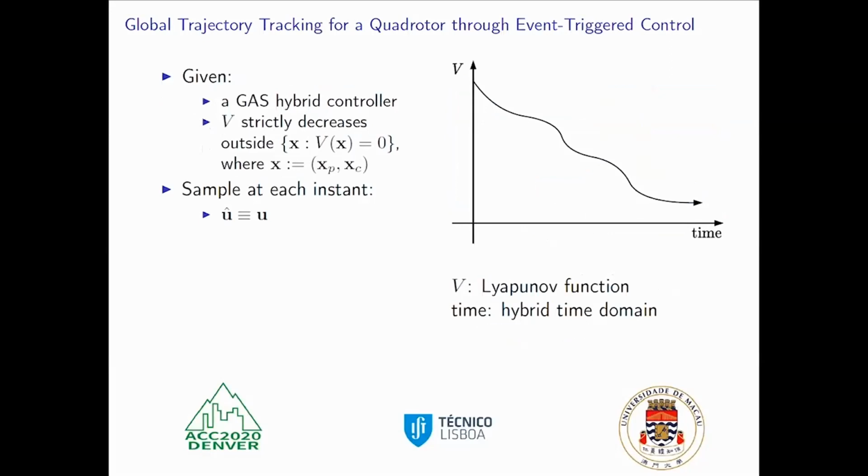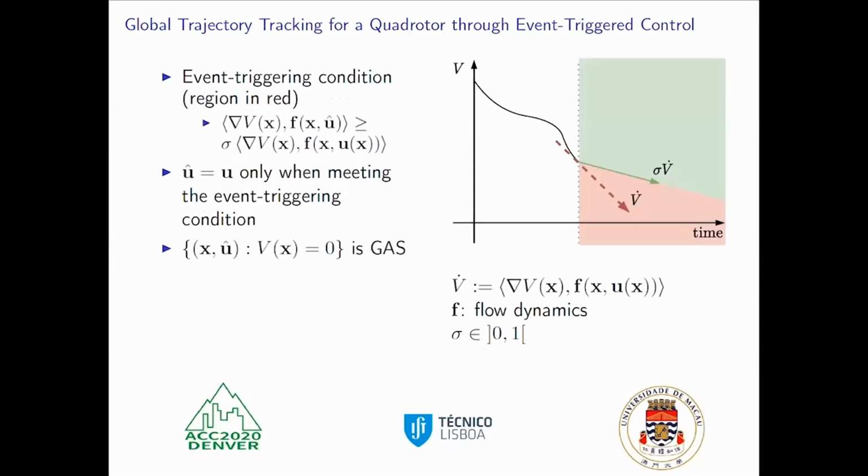Specifically, a globally asymptotically stable hybrid controller is given at first, and we are aware of a Lyapunov function that is strictly decreasing with time outside the zero tracking error set. The sampling of this controller is executed at each instant. Now, if we choose the event triggering condition that enforces a slower rate of decay of the Lyapunov function, then a sampling not satisfying this condition may not need to be executed at that instant.